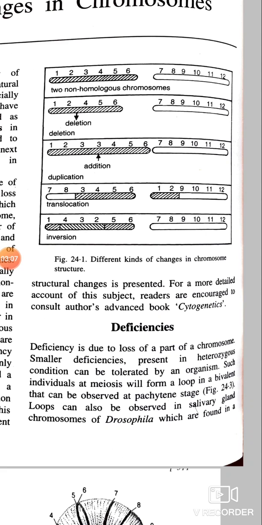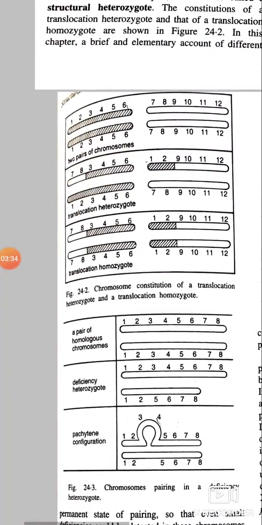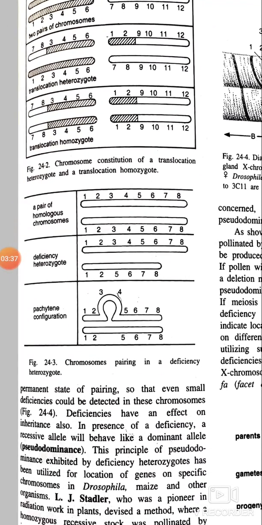Deficiency is due to loss of a part of chromosome. Smaller deficiency present in heterozygous conditions can be tolerated by an organism. Such individuals at meiosis will form a loop in a bivalent that can be observed at pachytene stage. Loops can also be observed in salivary gland chromosomes of Drosophila, which are found in a permanent state of pairing, so that even small deficiency could be detected in these chromosomes.